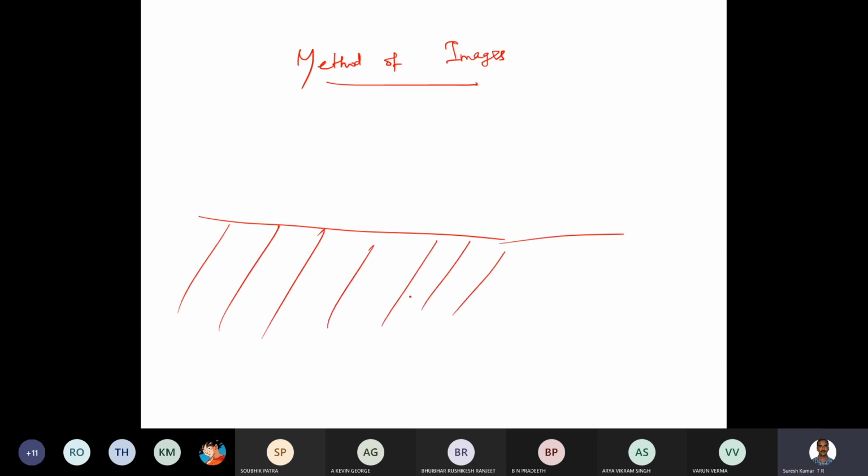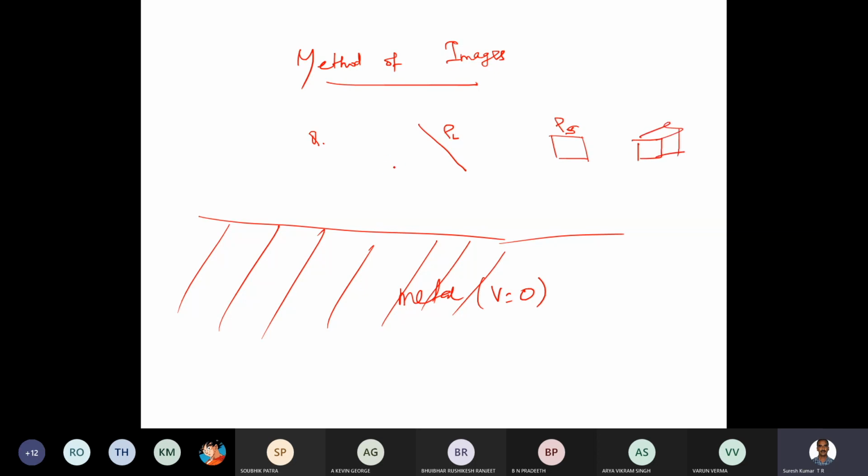So in the method of images, this is applicable when there is an infinite metal plane. This metal is an equipotential body, above which some charge is present. Let us say Q, a point charge, or it can be a line charge, or a sheet charge, or a volume charge. It can be anything.